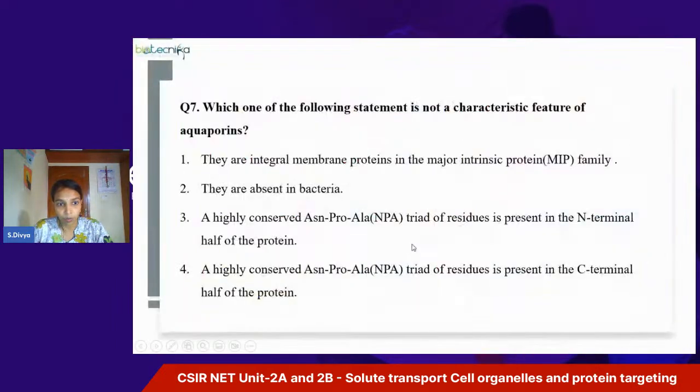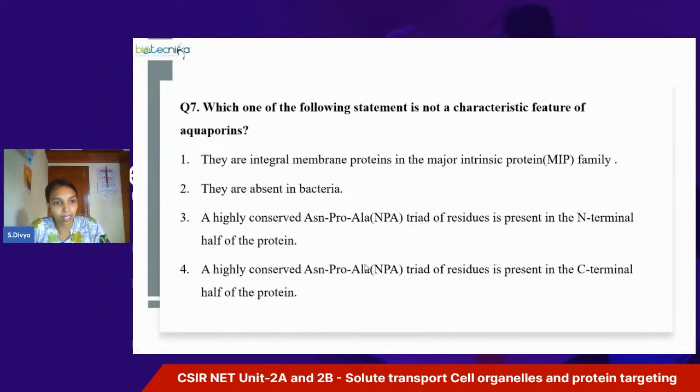Moving on to our next question. Okay, so this question is related to aquaporins once again. And this was a question being asked in the recent CSIR NET exam. They are integral membrane proteins in the major intrinsic protein family, absent in the bacteria. A highly conserved NPA triad is present in the N-terminal half of the protein. A highly conserved NPA triad is present in the C-terminal half of the protein. Now, according to you, which statement is incorrect over here?